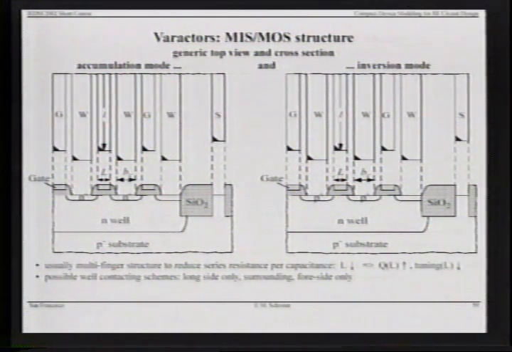In pure CMOS processes, it is often a better choice to use MOS Varactors because they can have quite a good tuning range, better than the diodes that we have available in a CMOS process. This again shows a typical layout for an accumulation mode. And actually important is here the cross-section, where you can see the difference between an accumulation mode and an inversion mode Varactor. Both of them are possible to use.